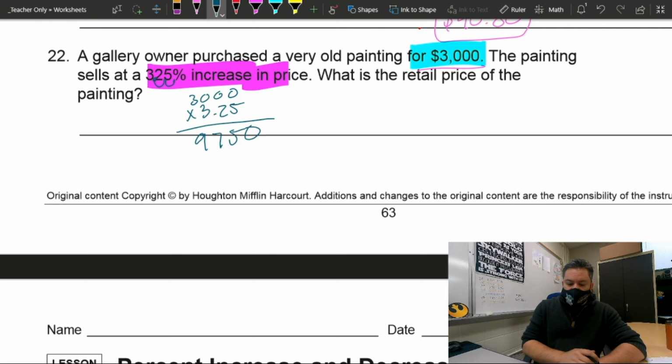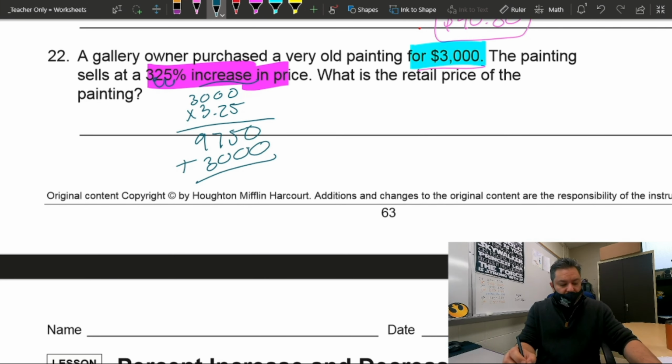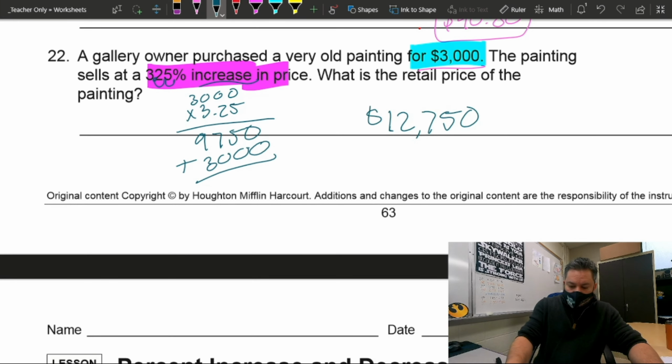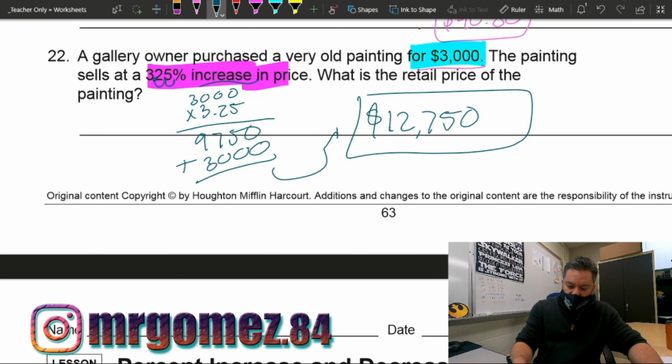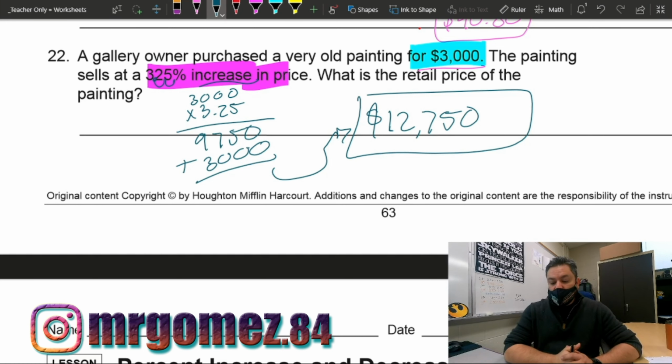Now what is that? Add or subtract? Add. So we're going to have to add the $3,000 back to that. And we're going to get how much? When you add it back, you can sell that painting, because it's very rare, for $12,750. And that will give you a 325% profit on your end.